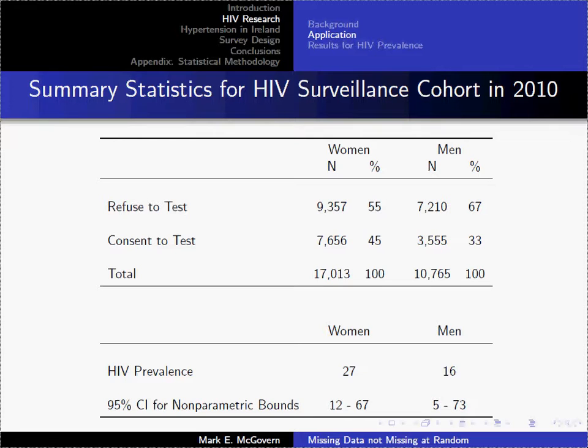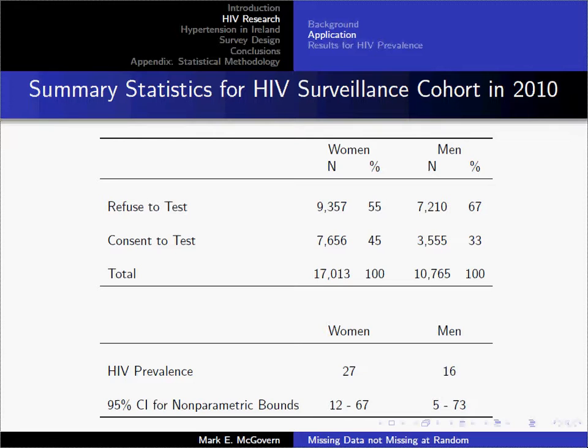Now, if you were to ignore the missing data, so just look at HIV prevalence among those 45% and 33%, HIV prevalence is very high. So 27% among women and 16% among men. Let's say that you're not willing to make any assumptions. You want to have the omelette, but you don't want to break the eggs. What can you do? Well, you could try a bounding approach.